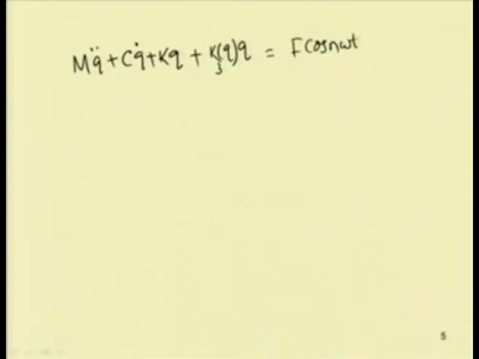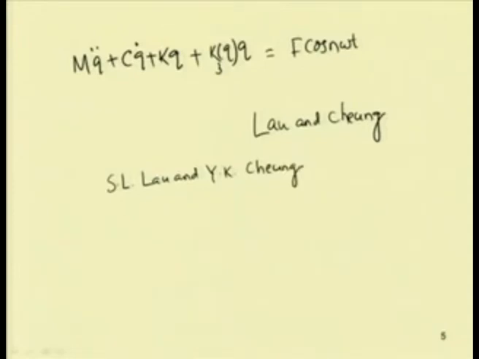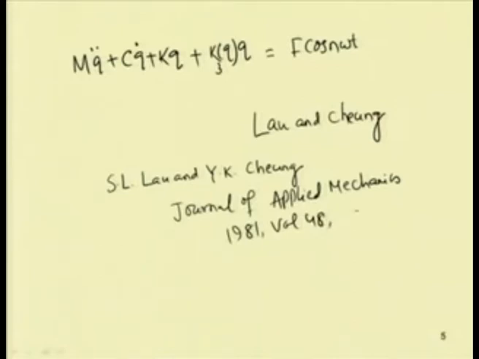This incremental harmonic balance method was developed by Lau and Cheung, S L Lau and Y K Cheung, which was published in the Journal of Applied Mechanics, in 1981, volume 48, pages 959 to 964.